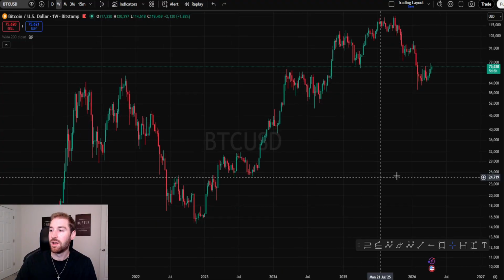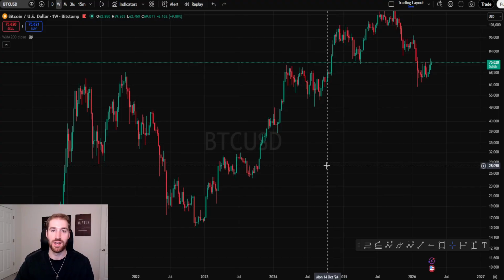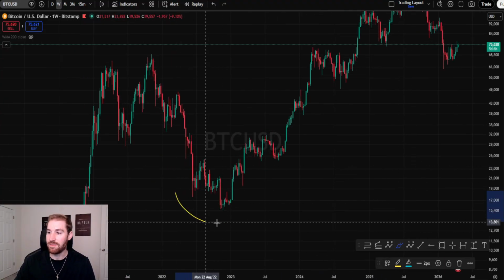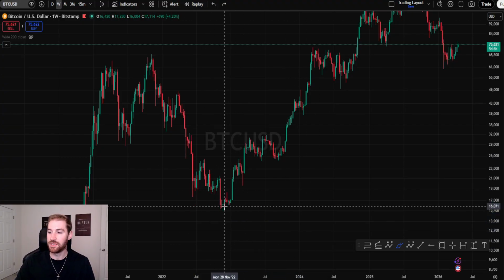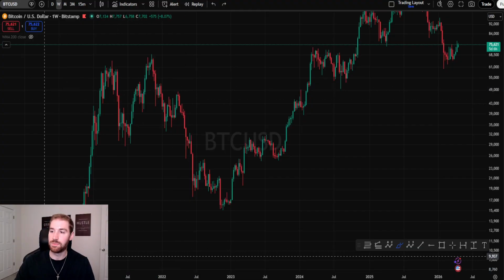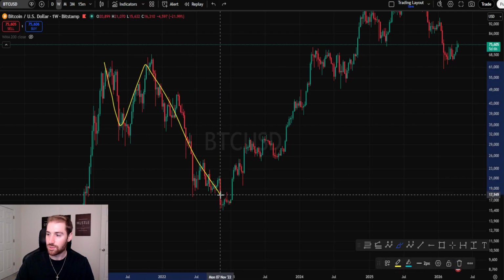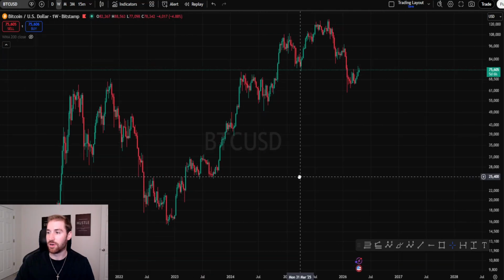First and foremost, on Bitcoin, how do you identify a motive phase or an impulsive wave versus a corrective wave? The first way to go about doing this is identify a major bottom here. So this on Bitcoin is a major bottom. We had this back in 2022. After this big run up in the 2021 year, we had this huge corrective move down. So after a big correction, that is where you can start your impulsive wave.